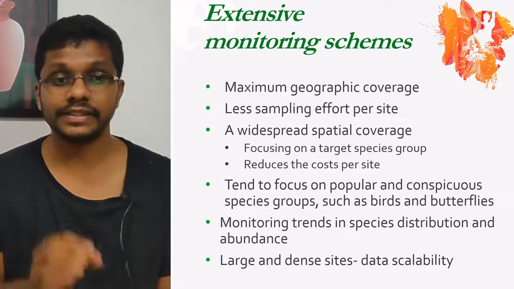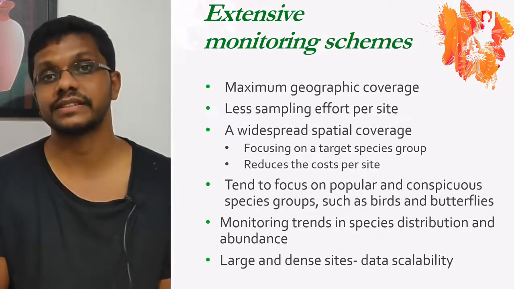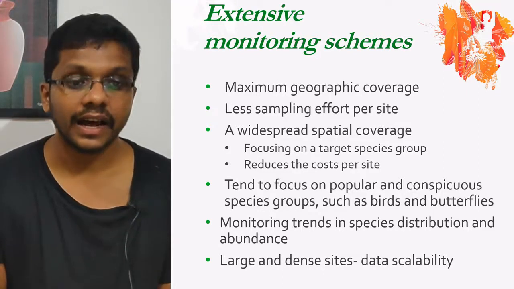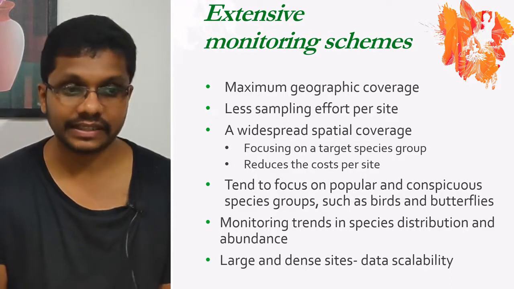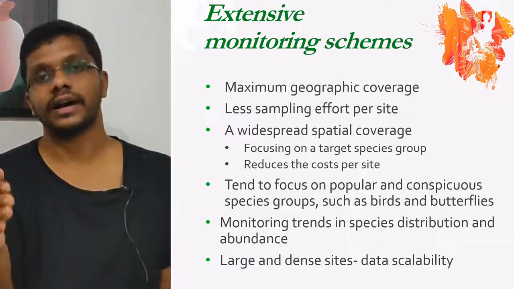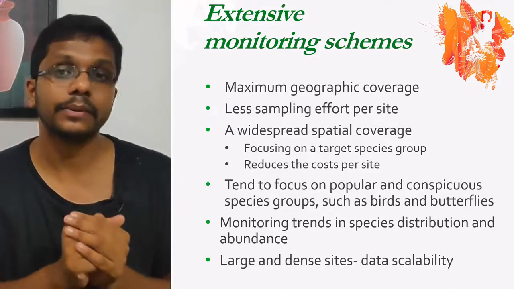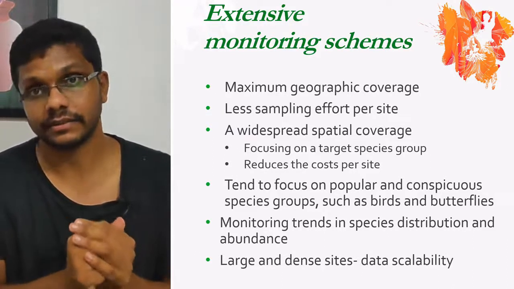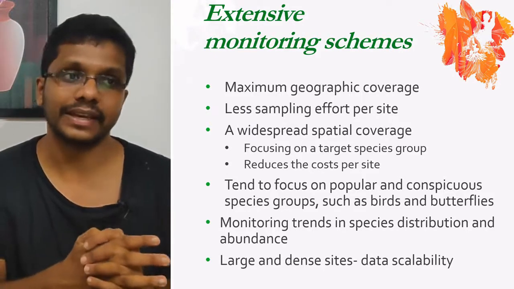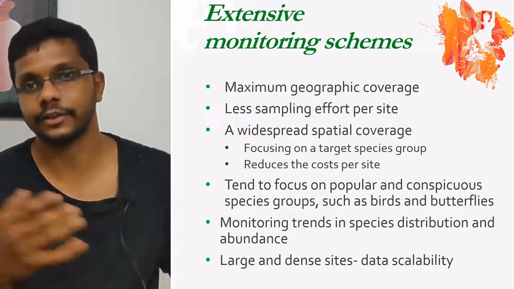Monitoring trends in species distribution and abundance are recorded. The number of species, the different types of species, and their distribution are mainly covered in extensive monitoring studies. And if these extensive monitoring studies are carried out in large and dense sites like the tropical rainforest, data scalability is high. If you are doing it for a small region, you can project the data onto the rest of the area. But it is applicable only for large and dense sites. If the site is not like that, the scalability is less for extensive studies. But if it is large and dense, we can project the data onto the rest of the areas.